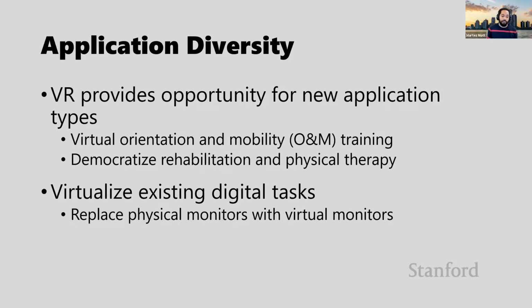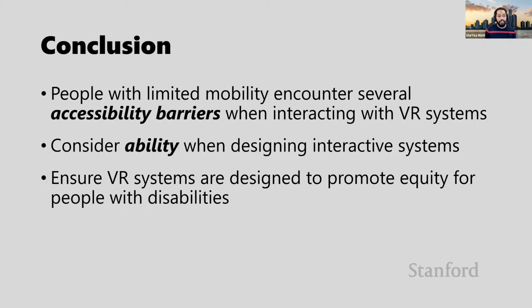And then you can also think about virtualizing existing digital tasks. So instead of having something like 20 actual physical monitors to get as much screen space as you can, maybe just replace all these physical monitors with virtual monitors. And does that make things more accessible to people? Because then they have more control over how they move this virtual content compared to this physical content.